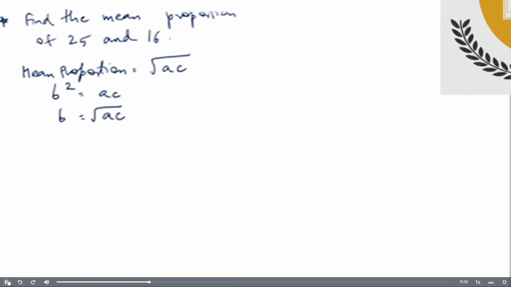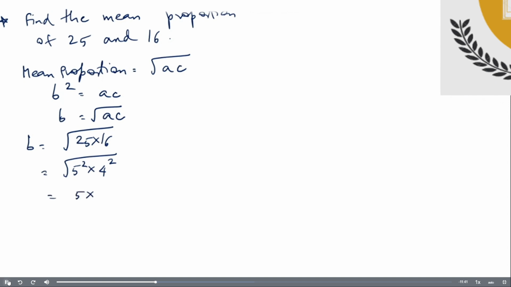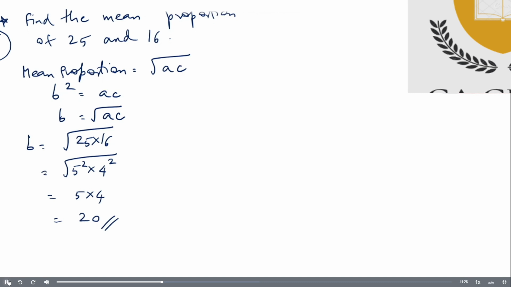We've already done this. So B is the mean proportion, that is equal to square root of 25 into 16, which is equal to 5 square into 4 square, which is equal to 5 into 4, which is equal to 20. Now this question is a really important example. Please be thorough. Please copy it down carefully. Very important question.